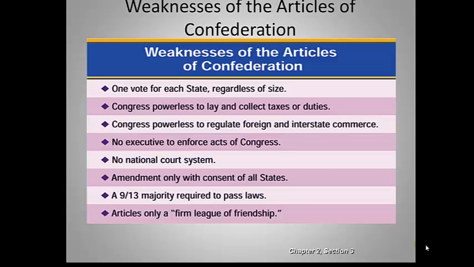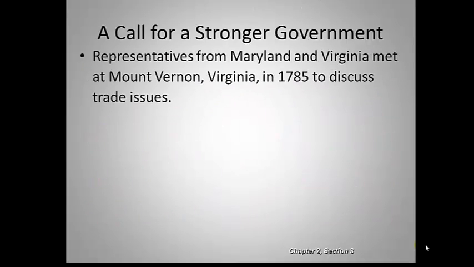This is a really good table to pay attention to, of some of the problems with the Articles of Confederation. I'm not going to go over these one by one, but what it came down to is the Articles of Confederation were too weak to force the states to comply with the laws that they passed, or even to get along. So we had to have something other than the Articles of Confederation, a stronger government. And most of the Founding Fathers recognized that.